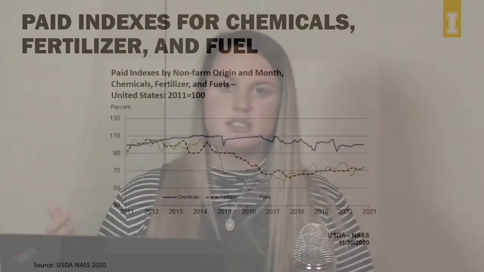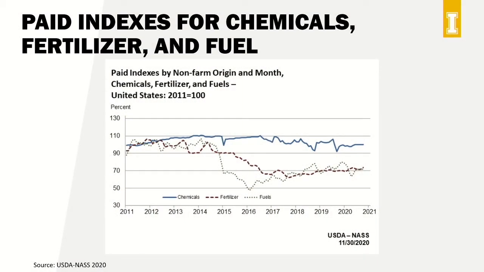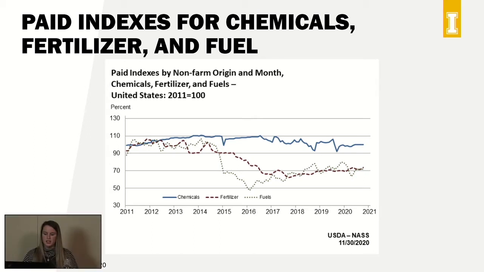Then we have the prices paid index for chemicals, fertilizer, and fuel, and this is from USDA NASS. We see that through 2020 there were a lot of ups and downs. However, they think that 2021 will remain steady and flat when it comes to prices paid for our chemicals, fertilizer, and fuel.